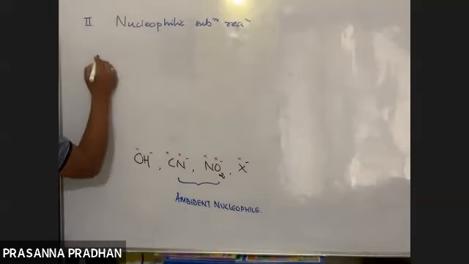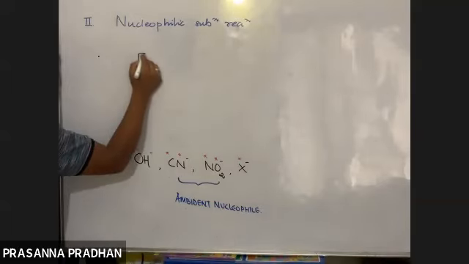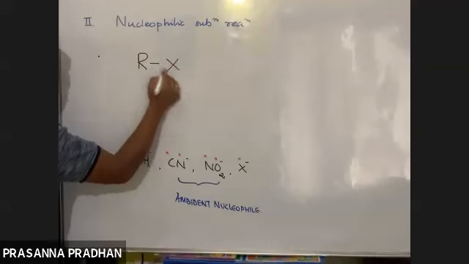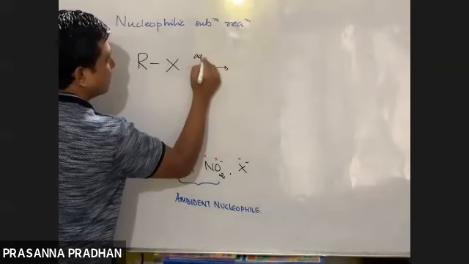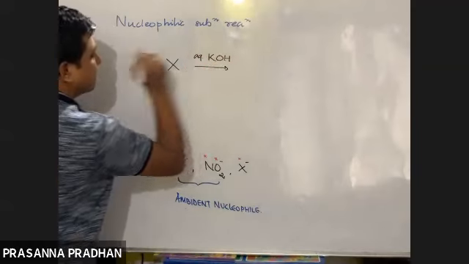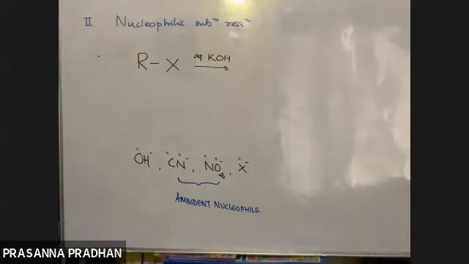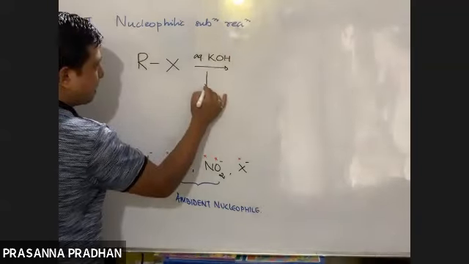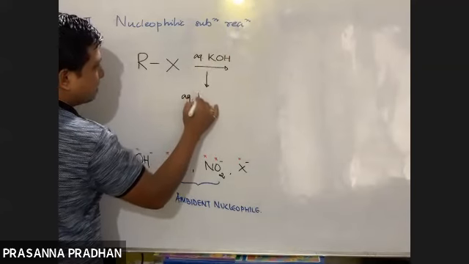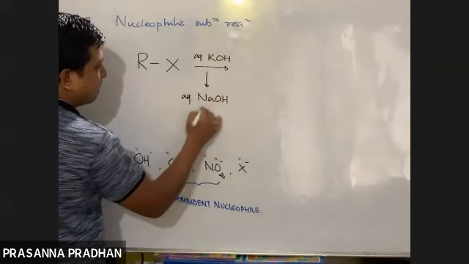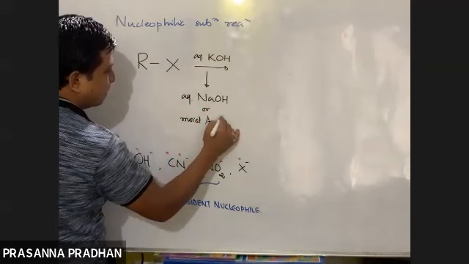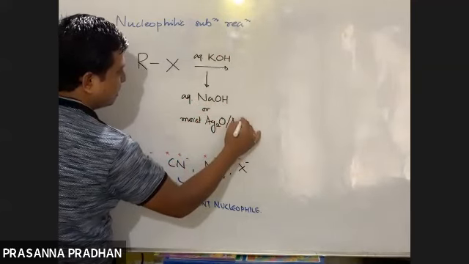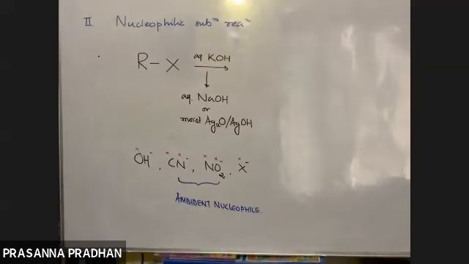So number one, remember, when alkyl halides are treated with aqueous KOH. What are the reagents? Aqueous KOH, or instead of aqueous KOH, aqueous NaOH might be given, or moist silver oxide. Moist silver oxide means here silver hydroxide. So what are the reagents which can be used here?